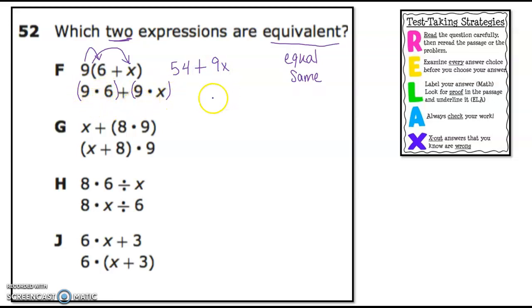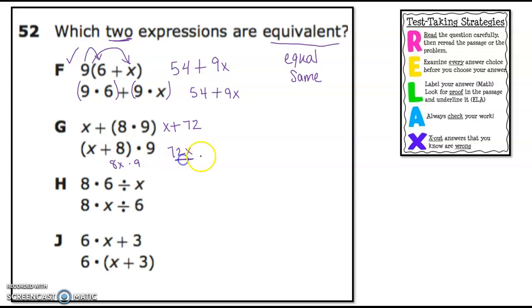9 times 6 is 54. And then 9 times x is 9x. Do those get us the same one? It does, but let's keep going. x plus 8 times 9. Remember, 8 times 9 is 72. So it would be x plus 72. And this one would be 8x times 9, excuse me, which would actually be 72x.